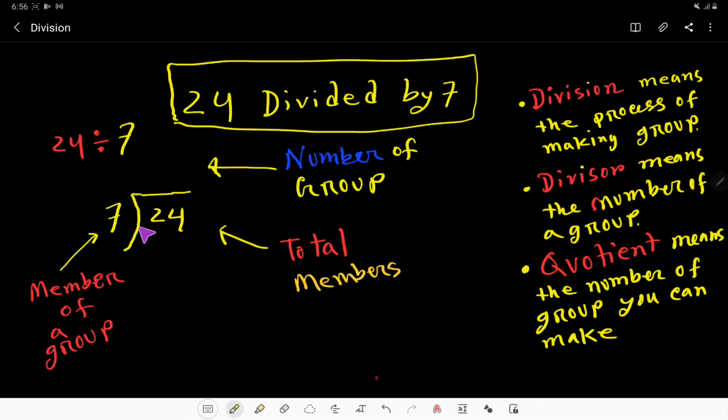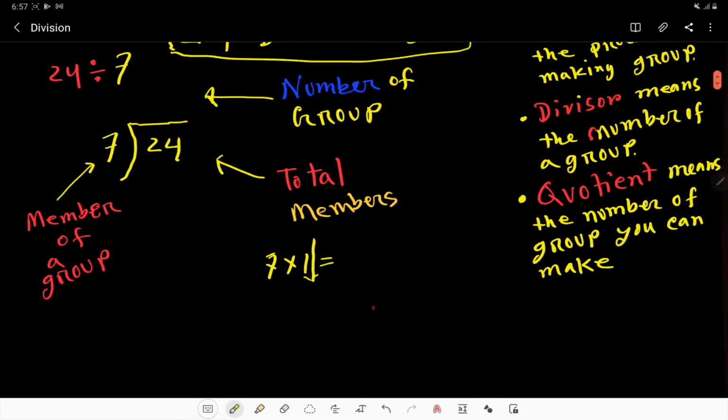To do this, look, this 7 is a 1 digit number, so first consider the 1 digit 2. 7 doesn't go into 2, so consider 2 digits, that is 24. So how many times does 7 go into 24? We have to find out from the multiplication table. So let us write the multiplication table. We know that 7 times 1 gives us 7. But what will happen for 7 times 2? There is an easy way.